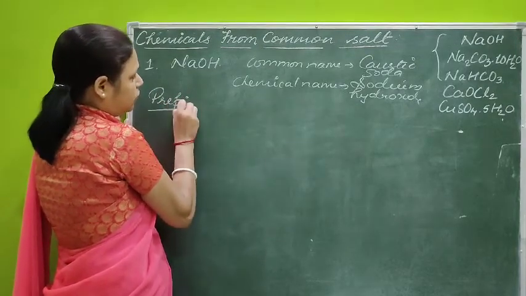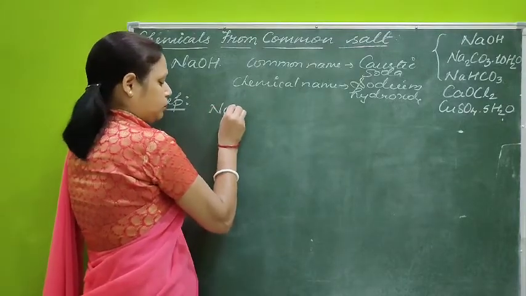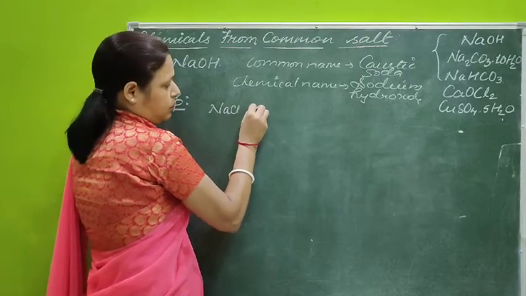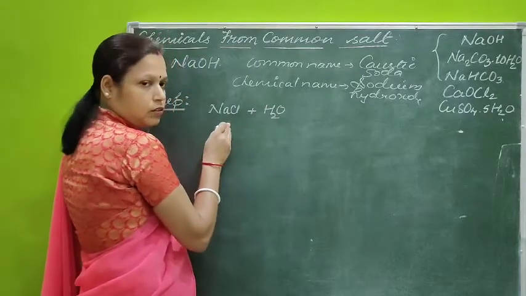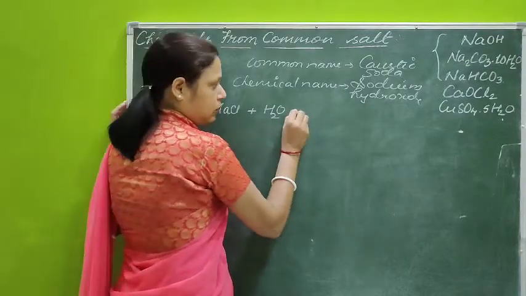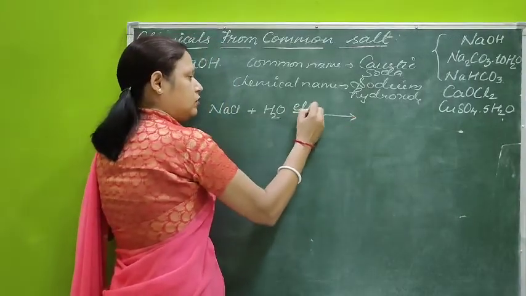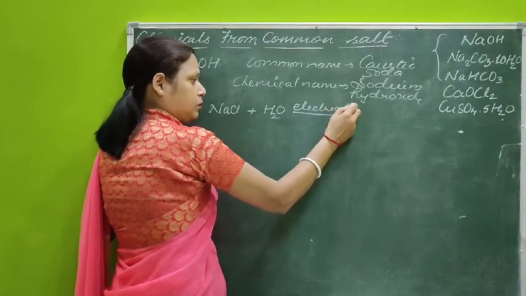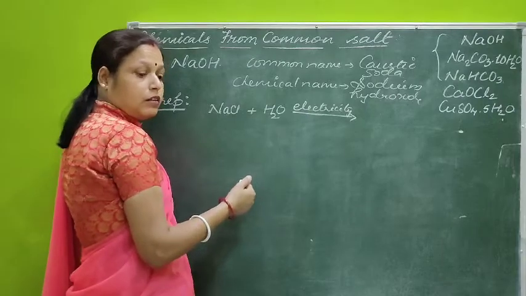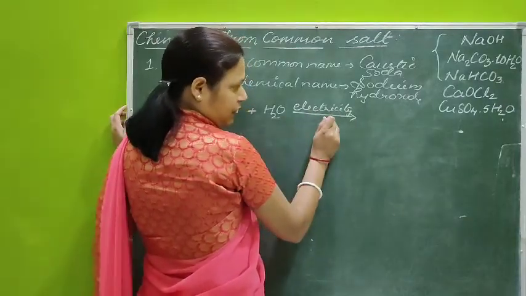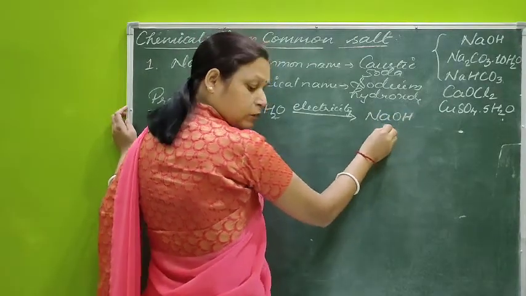For preparing sodium hydroxide, we use sodium chloride in aqueous form. Aqueous means we have to add water. A lot of salt is added in water and the solution is prepared. And through that solution, we pass electricity. On passing electricity, this process is electrolysis. So we will get sodium hydroxide, which is present in aqueous state.